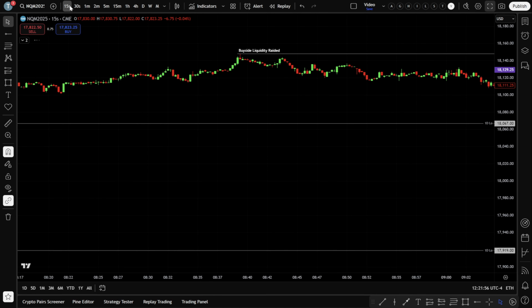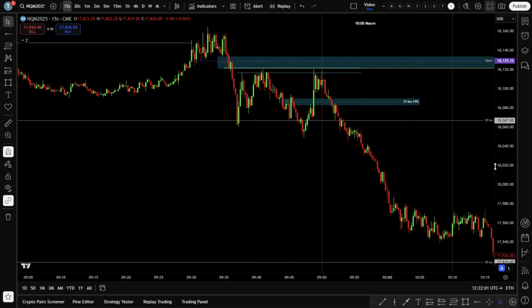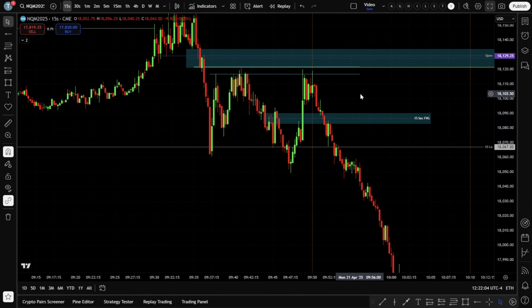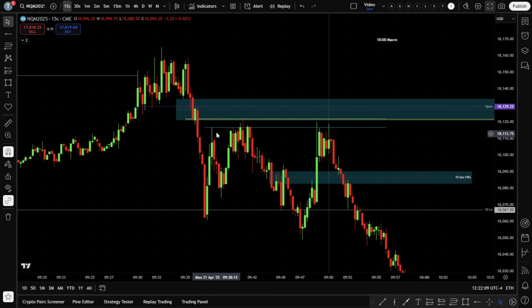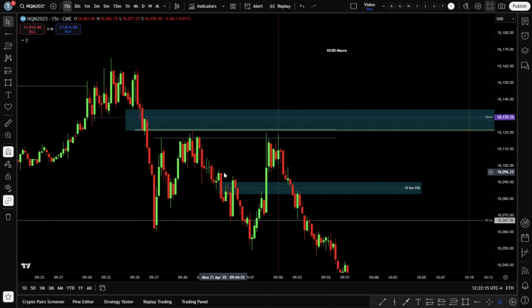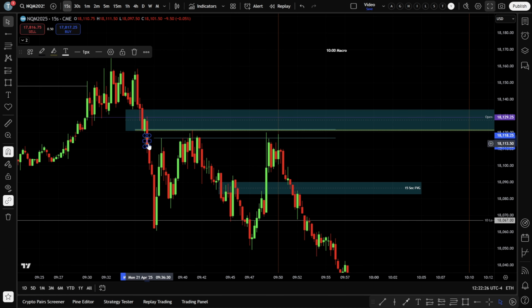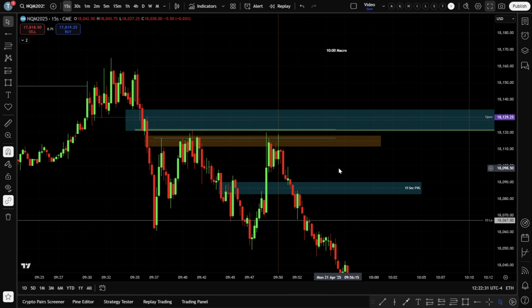Now if we go into a 15-second chart and take a look, we see our first presented fair value gap right here. Price comes up into it, barely hits it, drops, comes back up into that 1 minute fair value gap, into this fair value gap here on the 15-second chart. Look at the bodies respecting that fair value gap.